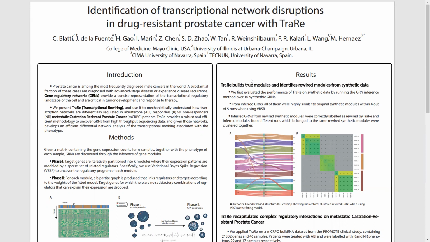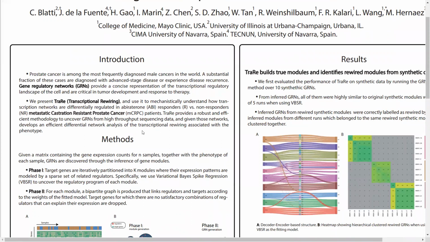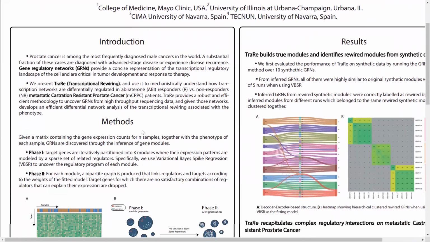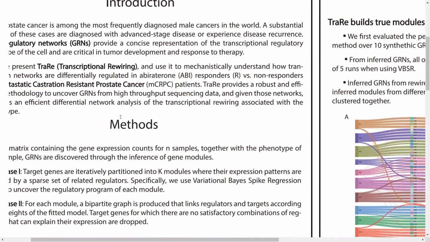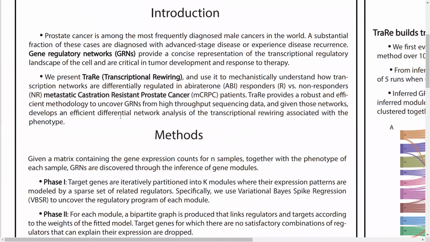And today we're going to be presenting the identification of transcriptional network disruptions in drug-resistant prostate cancer with TREWIRE. So TREWIRE stands for transcriptional rewiring. It's a computational tool which allows to identify phenotype-dependent gene regulatory networks. It was developed in the context of PROMOTE, which is a Mayo Clinic clinical trial.